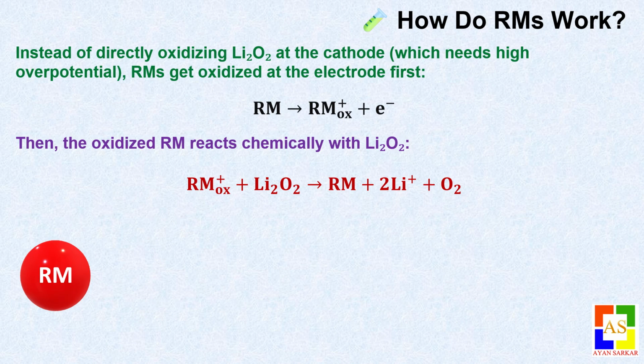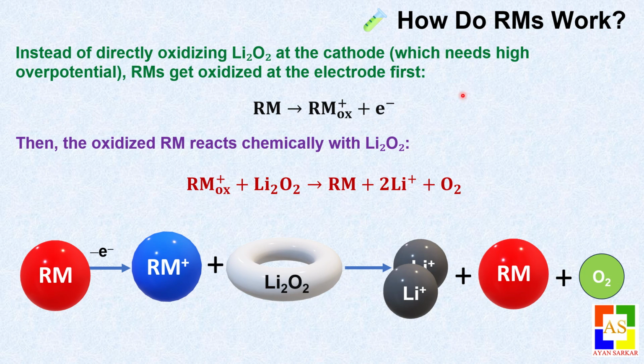Before proceeding, let's see how redox mediators work. We consider the charging process in lithium-oxygen batteries. At first, this redox mediator will be oxidized. Here you can see it releases an electron and gets oxidized to Rm+. Then it reacts with lithium peroxide, the discharge product, and it helps decompose Li2O2 with less energy, or less overpotential.